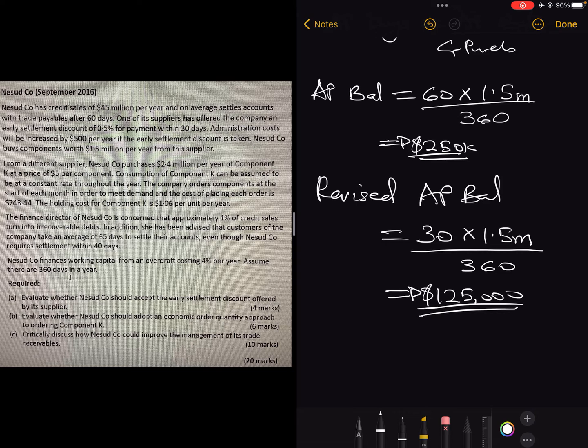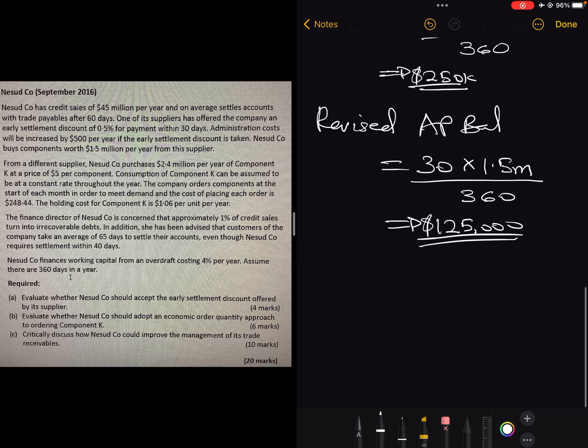And to pay this, we need to source for funds. If you look at the question, the overdraft is at 4%. So anytime a company needs financing, remember, I've said it before, you will always assume that the company will finance itself with overdraft. So the extra 125,000 that needs to be paid, that cannot be delayed, will be financed at 4%.